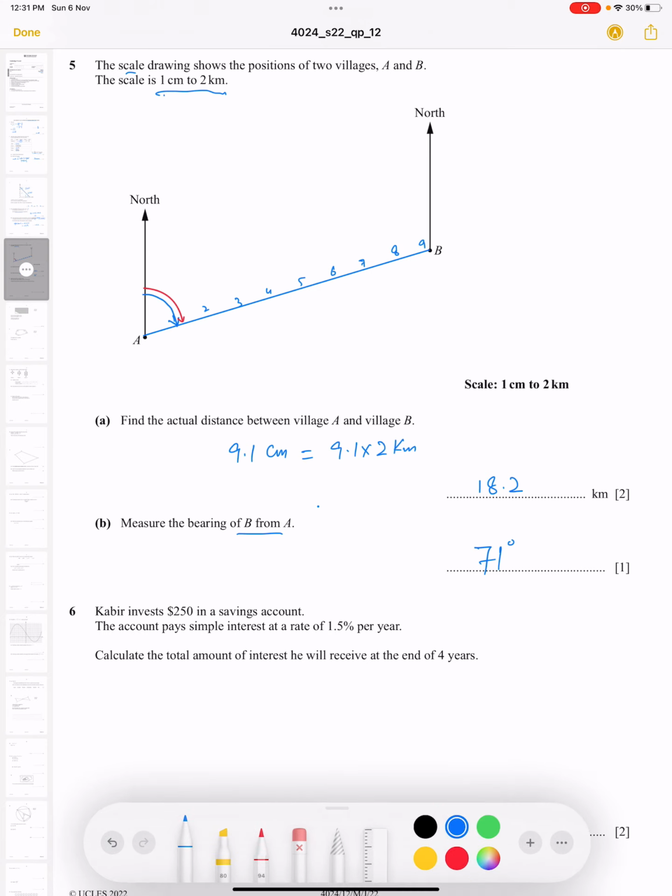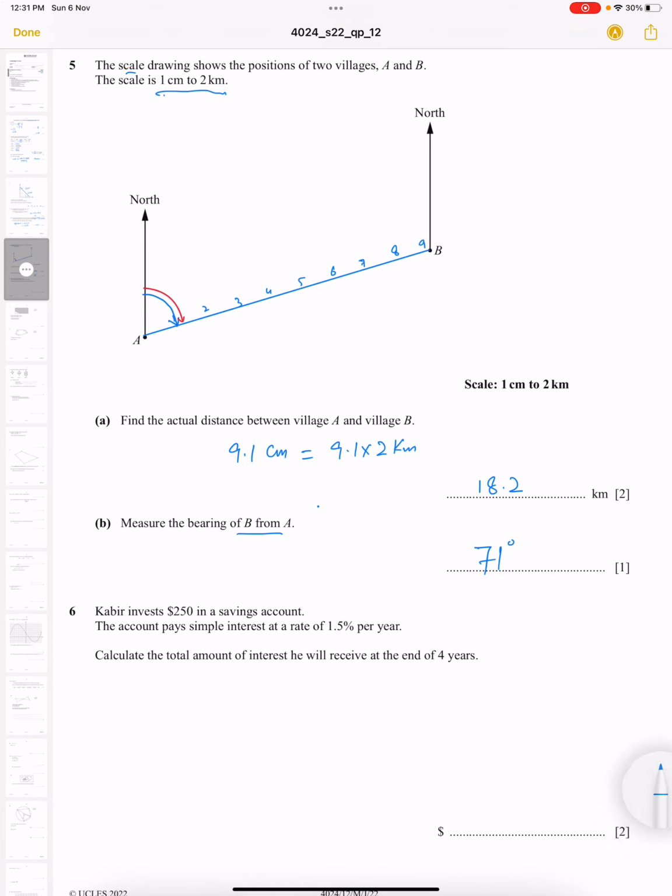Next question. Kabir invests $250 in a savings account. The account pays simple interest at a rate of 1.5% per year. Calculate the total amount of interest he will receive at the end of 4 years. So the question is quite obvious. The principal amount here is $250. The interest rate, if we call it R, is 1.5% and time is 4 years.